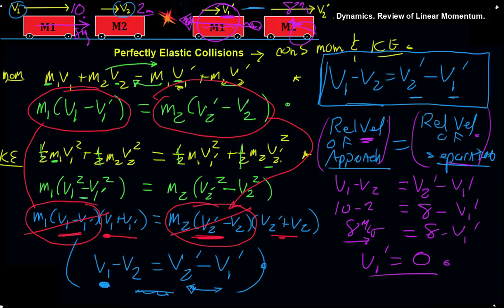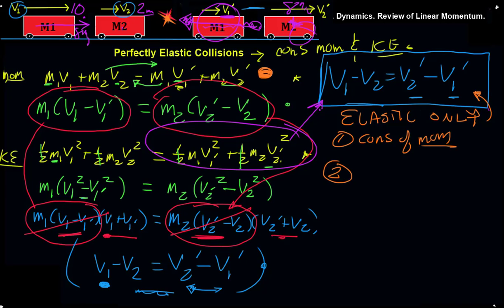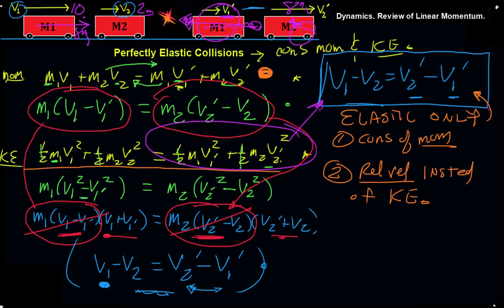So this equation's extremely useful in that we can use it instead of the kinetic energy equation. What do I mean by that? For an elastic event, which is the only time this is valid, step 1 would be conservation of momentum, and then step 2, use the relative velocity equation instead of the kinetic energy equation. This equation right here has a lot of squareds in it, which is a lot of work, and we can use this instead.